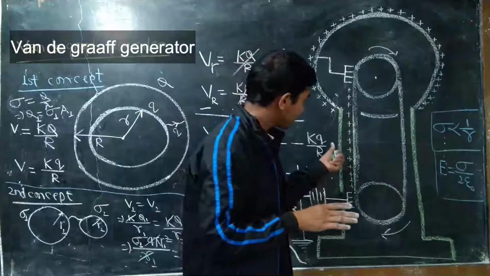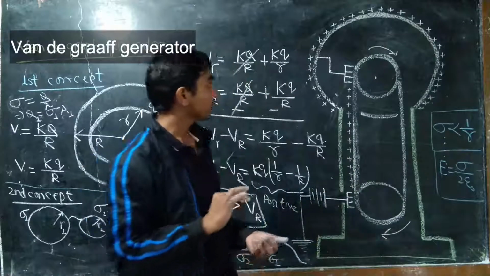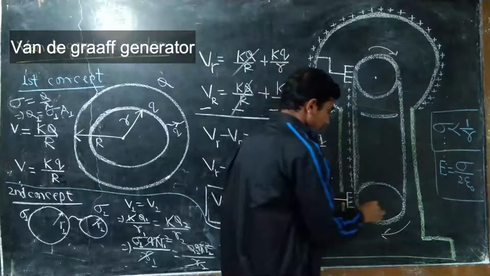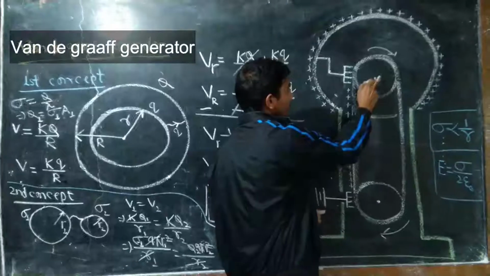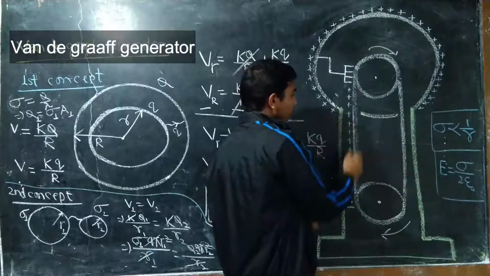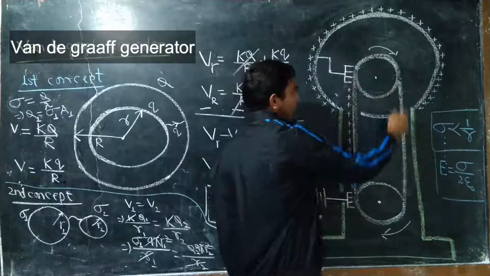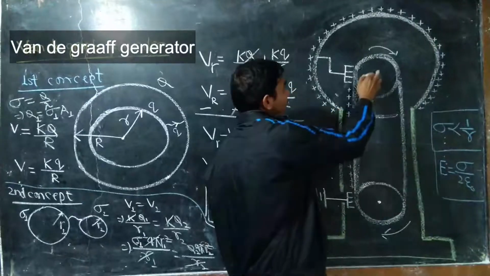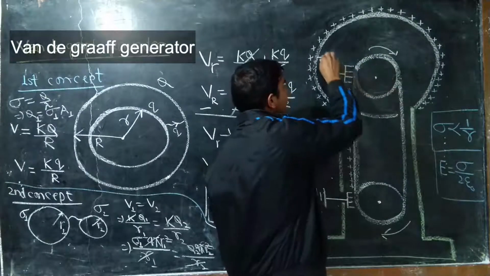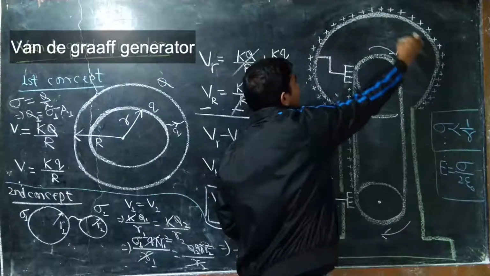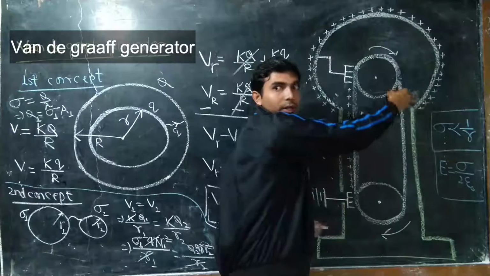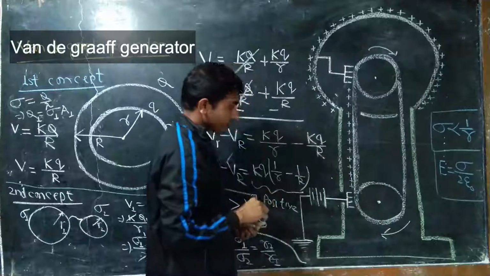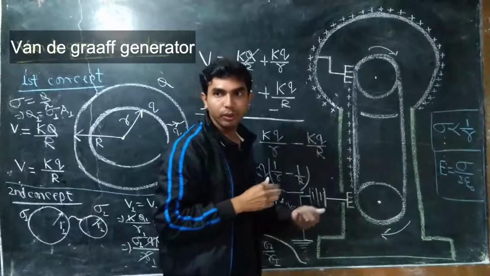Now I'm going to discuss this figure, so first try to understand what the figure is. This is pulley 1 and pulley 2, and these two pulleys are connected through an insulated belt. The bigger one is a spherical cell. This is one pulley, this is another pulley. Now how it is working, that we are going to understand.